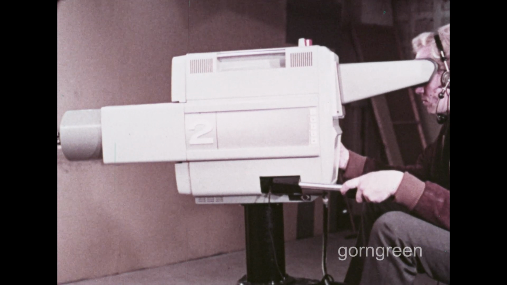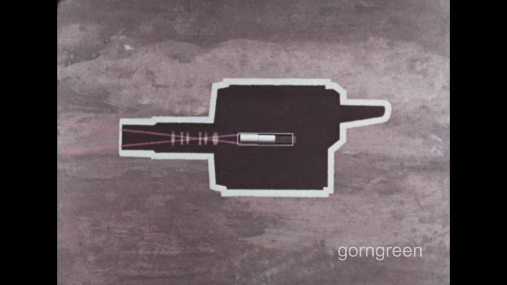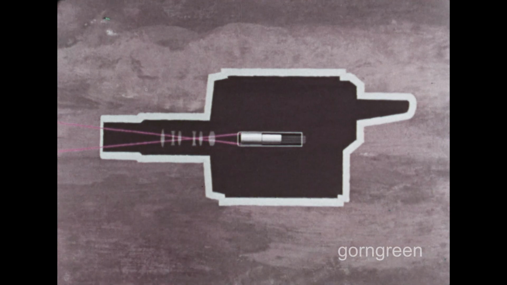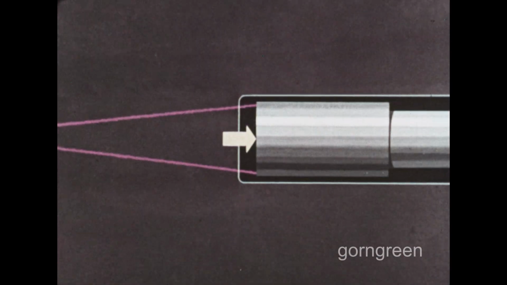In the television camera, an image of the scene is projected onto the sensitive layer in the camera tube. The principle of the camera tube is not dealt with in this film. For the moment, a brief summary will be given.